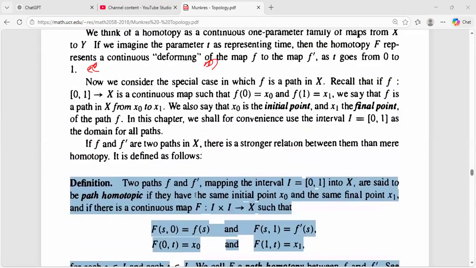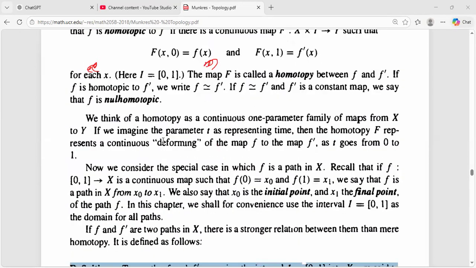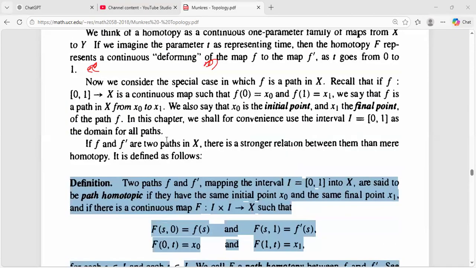So let's see this definition. First of all, read this paragraph. Now we consider the special case in which f is a path in X. Recall that f is a path from the closed interval 0 to 1 to X, a topological space, a continuous map such that f of 0 is equal to x naught and f of 1 is equal to x1. According to this definition, this is a path definition.